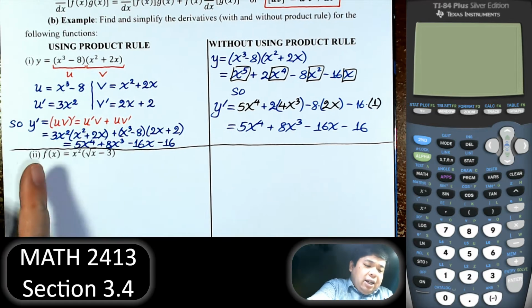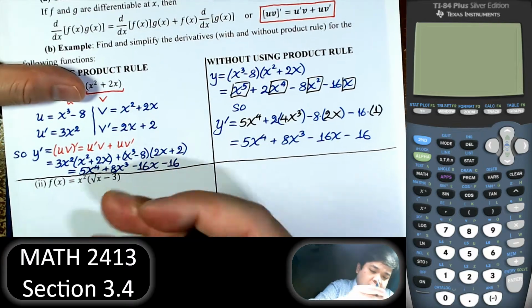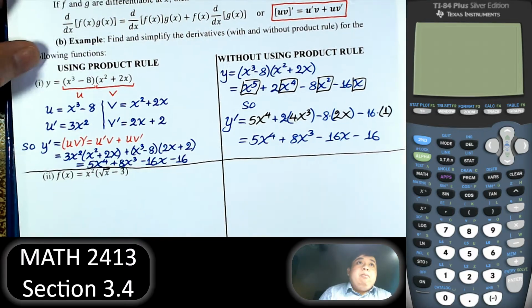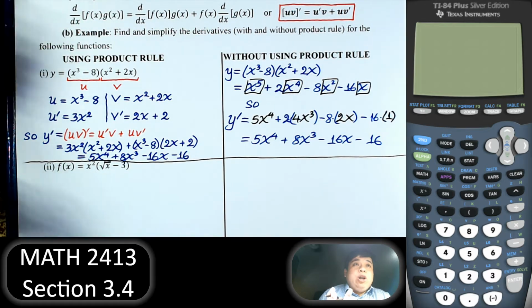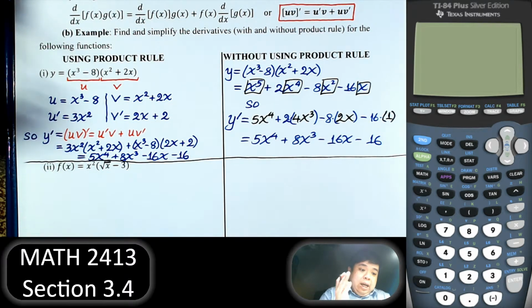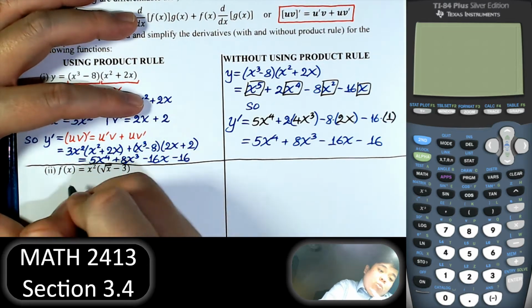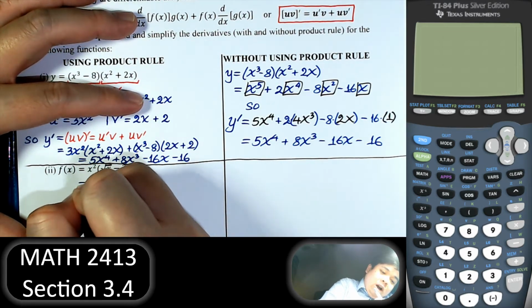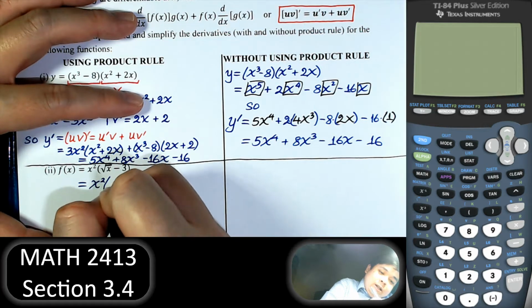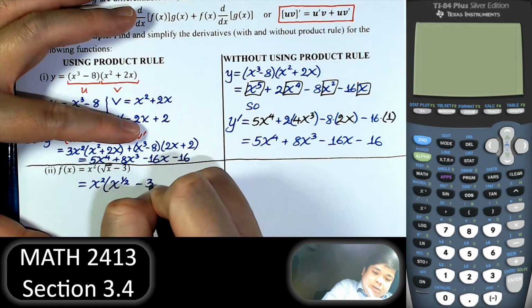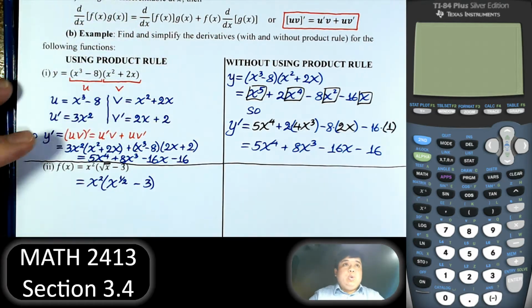Right, next we have this problem, with the square root of x. Since up to this point the only rule we know is the product rule, we'll rewrite the square root of x as x to the 1/2 before we do anything. So we write this function as x squared times x to the 1/2 minus 3, and we use the product rule from here.